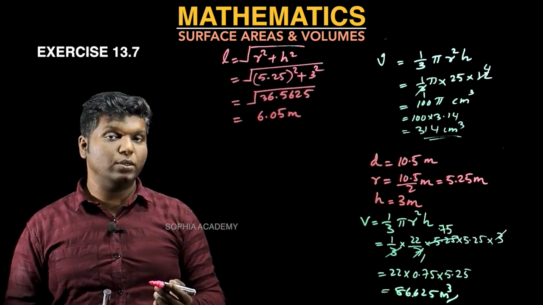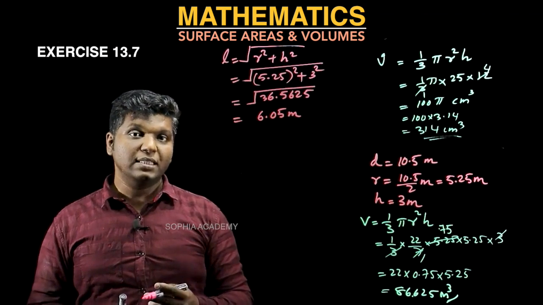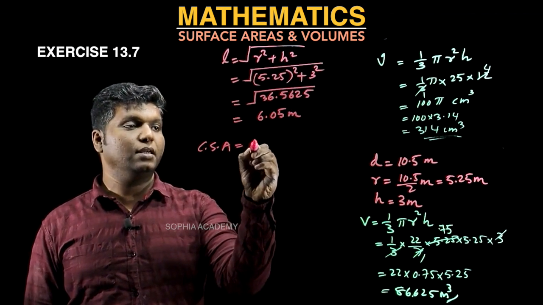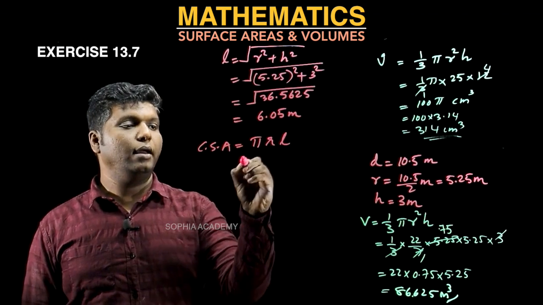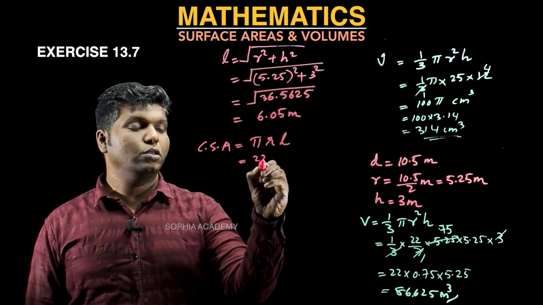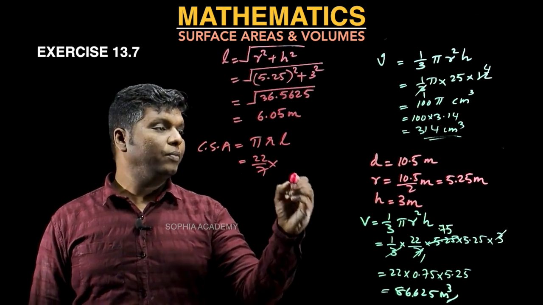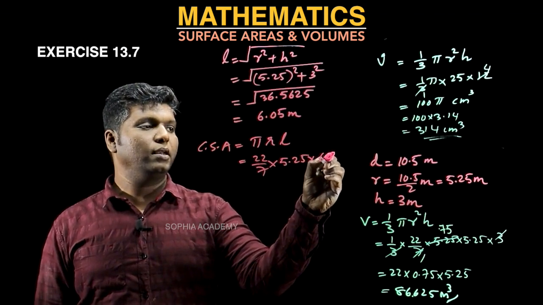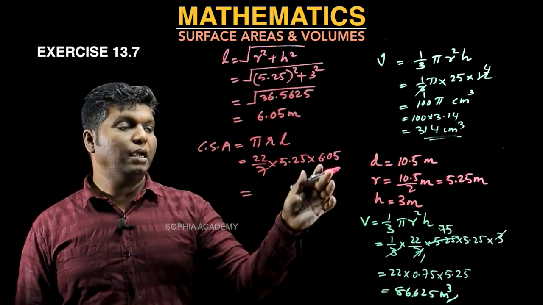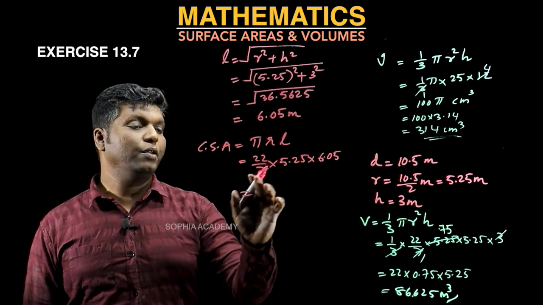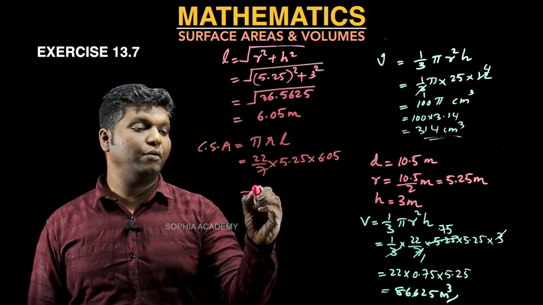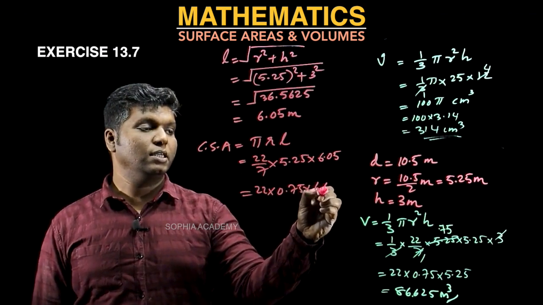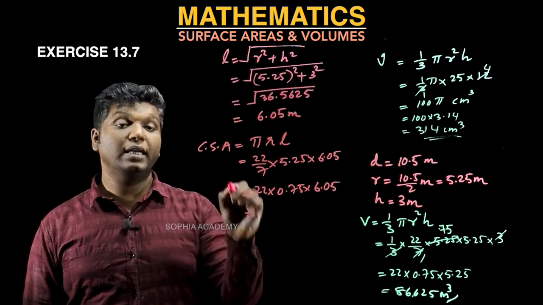Now what about the next one? We have to find the CSA. So CSA is equal to pi r L. What is pi? 22 by 7. What is your r? It is 5.25 into 6.05. Multiplying them together, when you cancel these two, you will get 0.75. So 22 into 0.75 into 6.05.